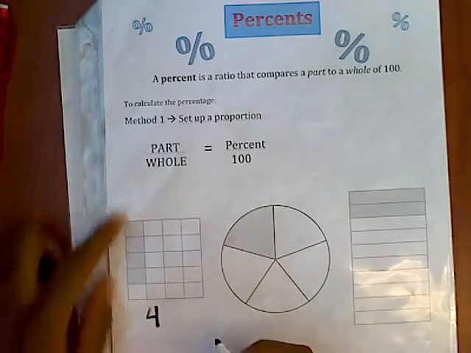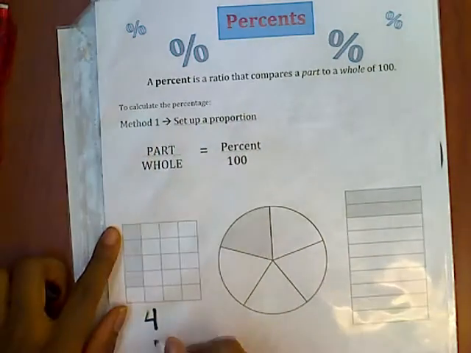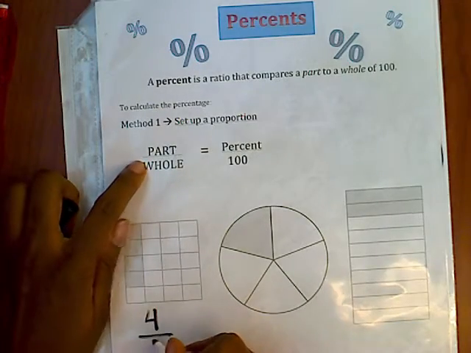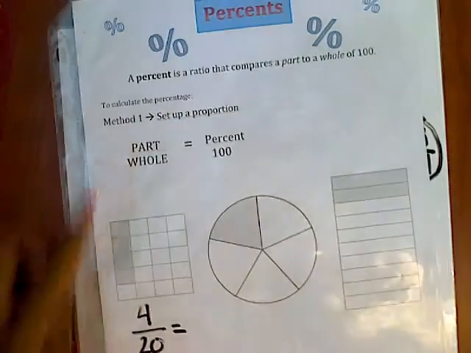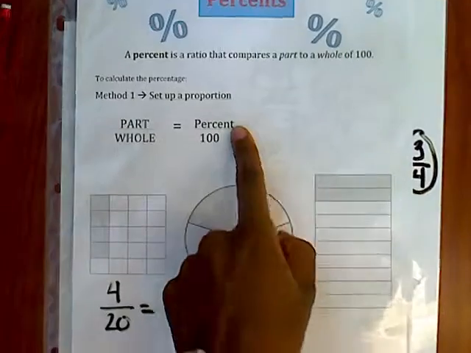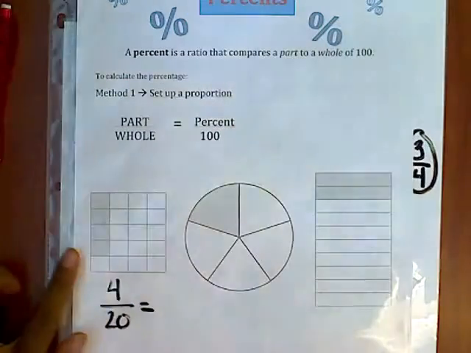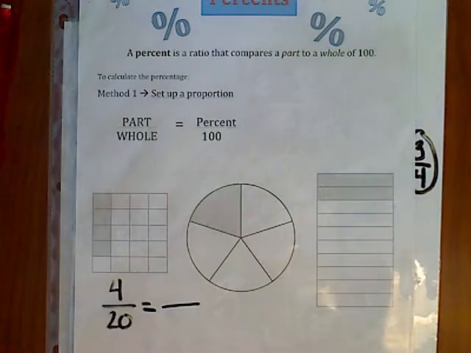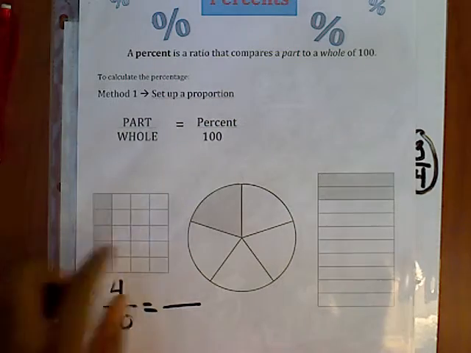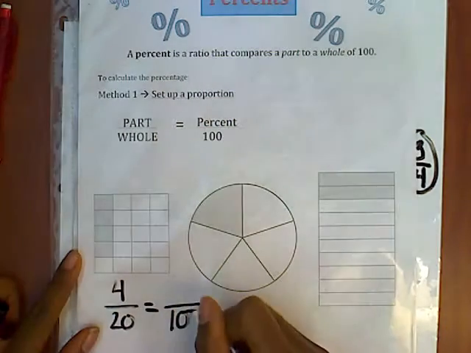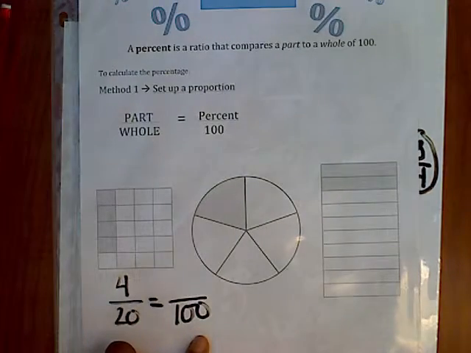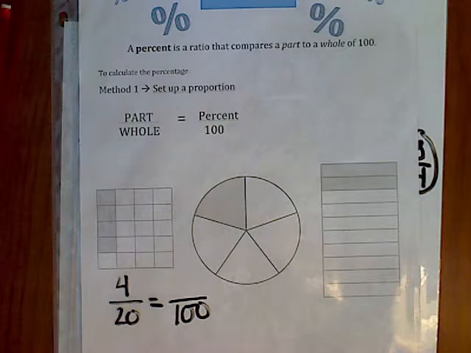Right. So 4 is the part that's shaded out of our whole, which is what? 20. We need to compare that to see what percentage this is by comparing it into a fraction out of 100. So now I'm going to set up my total as what? 100 as the percentage. I know you guys know how to find the relationship. What we're going to look at is cross product.